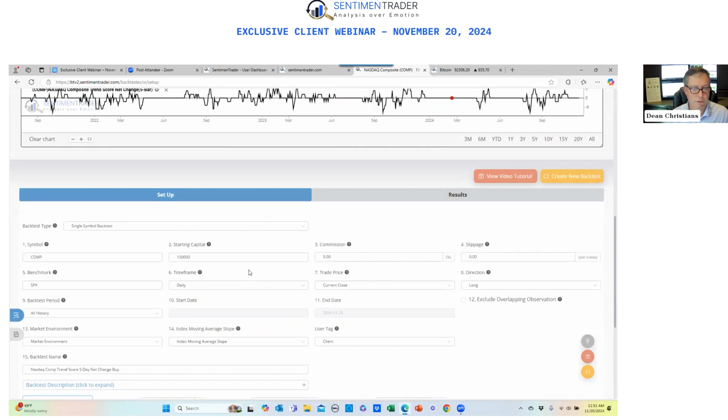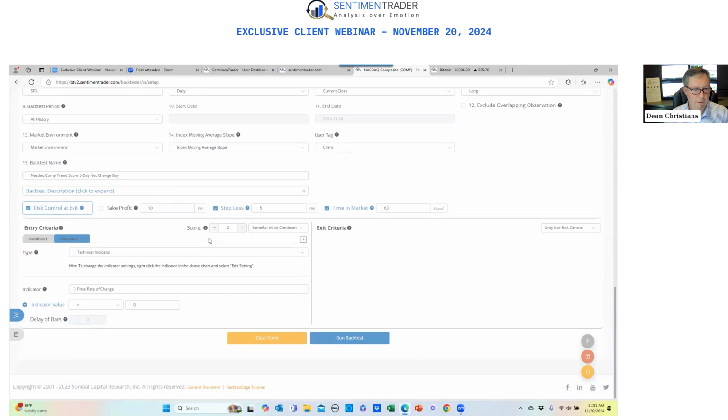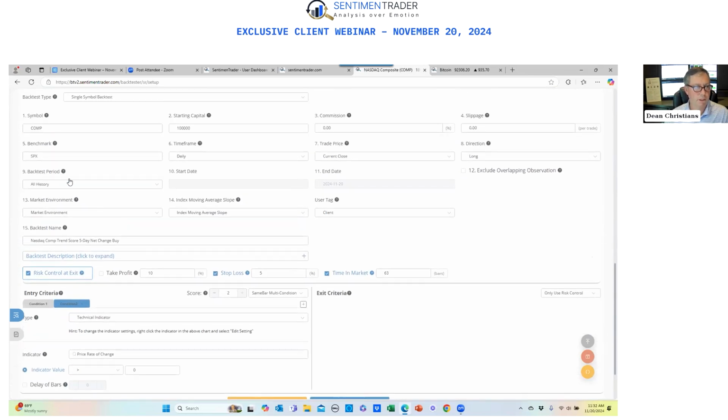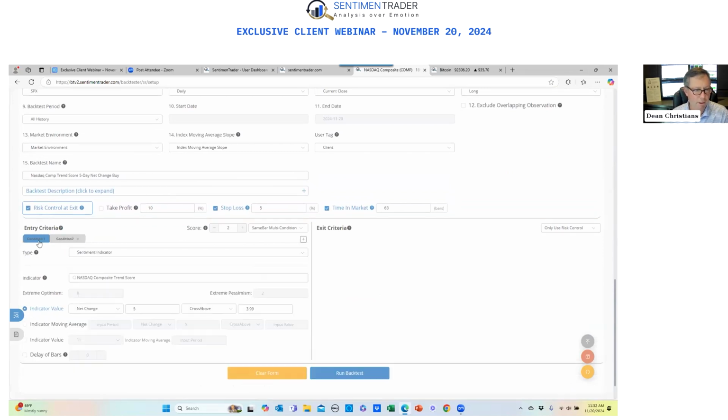Sorry, my internet's a little bit slow. Yeah, here we go. So, like I said, we've got the NASDAQ Composite as our symbol. Within here, our first condition would be the NASDAQ Composite trend score. And then in the indicator value, we can change this to a net change. And then we're going to use a 5-day period. And then what we're going to do is use a cross above 3.99, which would indicate a 5-day trend score change of 4 or greater.